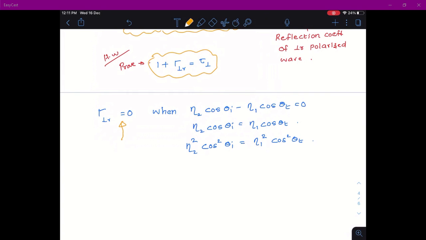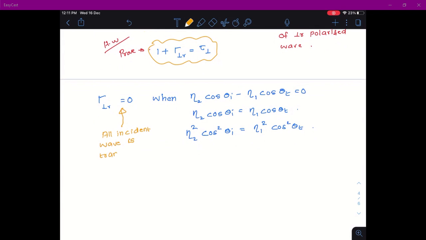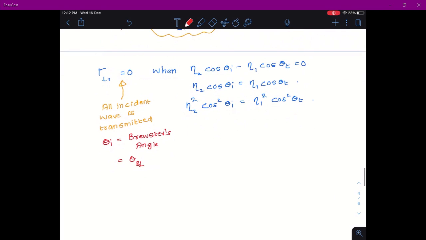Now, the condition at which this satisfies, where the reflection coefficient is 0, is the condition in which all the incident wave is transmitted. And the angle at which this is incident is called as Brewster's angle. This we have already seen, which is equal to theta b perpendicular. Okay. So, this theta I can write as eta 2 square into 1 minus sin square theta b perpendicular is equal to eta 1 square into 1 minus sin square theta t.